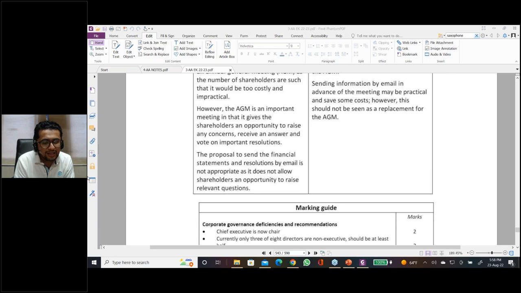Yes, Shaista, executive directors and non-executive directors should be equal apart from the chairman, who is also a non-executive director. So effectively speaking, non-executive directors, including the chairman, should be on the higher side. Is this clear to everyone?